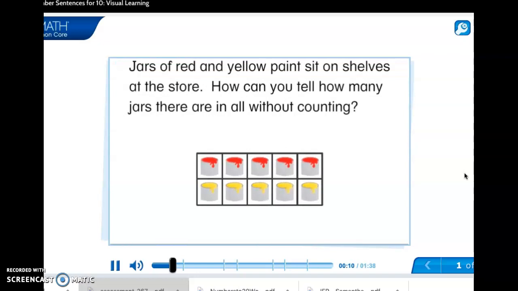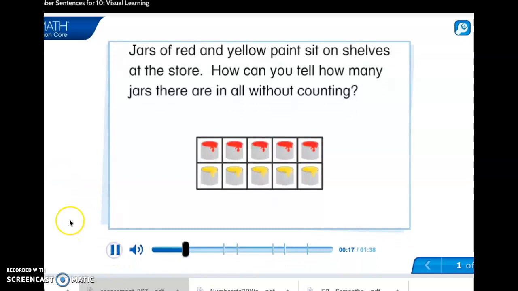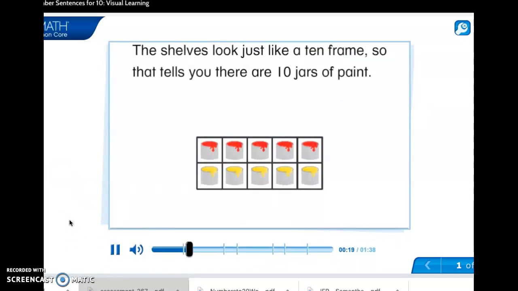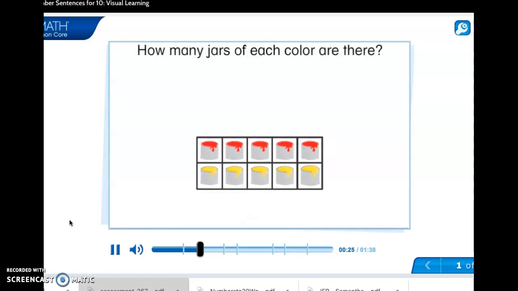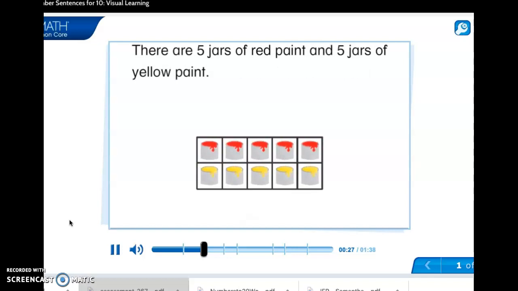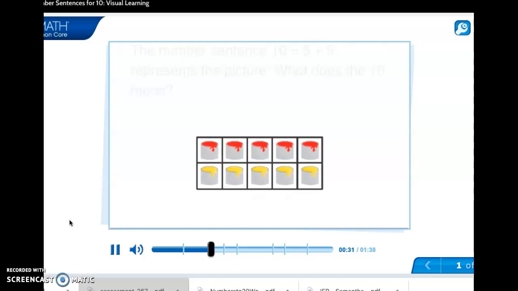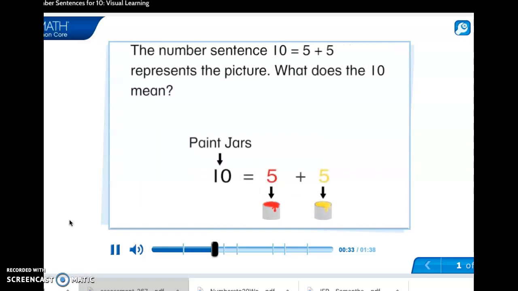Jars of red and yellow paint sit on shelves at the store. How can you tell how many jars there are in all without counting? The shelves look just like a 10 frame, so that tells you there are 10 jars of paint. How many jars of each color are there? There are 5 jars of red paint and 5 jars of yellow paint. The number sentence 10 equals 5 plus 5 represents the picture.